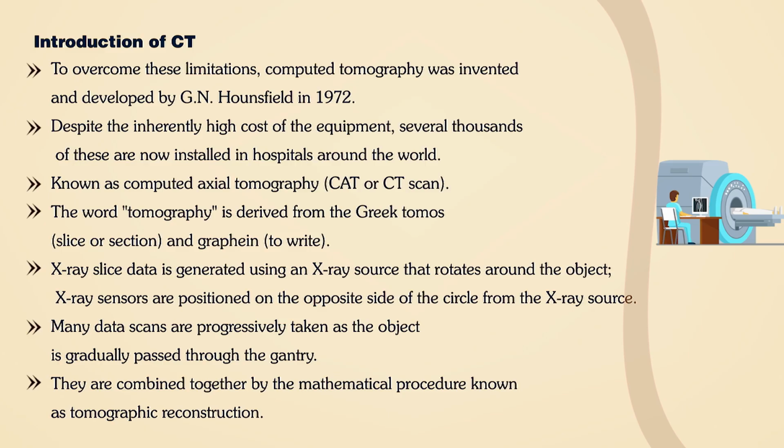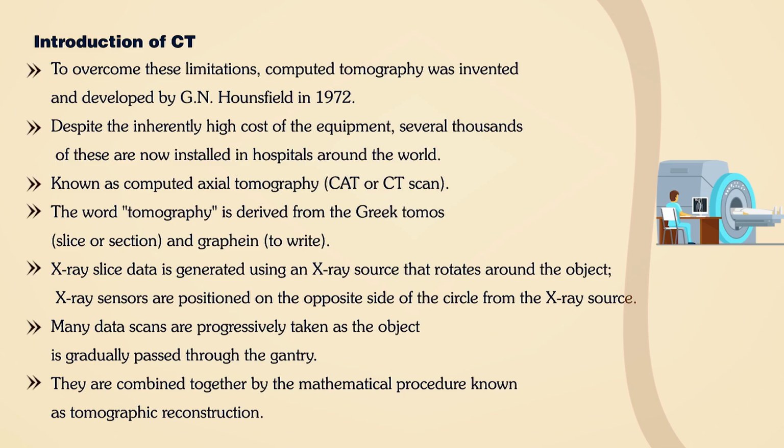In CT imaging system, X-ray slice data is generated using an X-ray source that rotates around the object. X-ray sensors are positioned on the opposite side of the circle from the X-ray source. Many data scans are progressively taken as the object is gradually passed through the gantry. They are combined together by the mathematical procedure known as tomographic reconstruction.